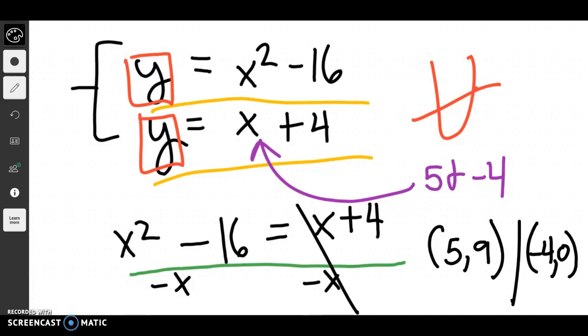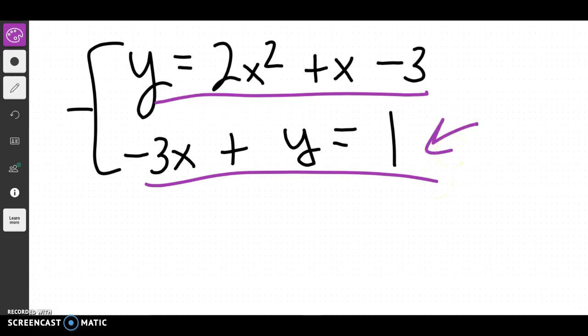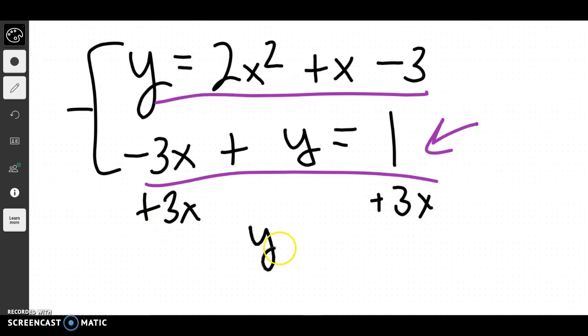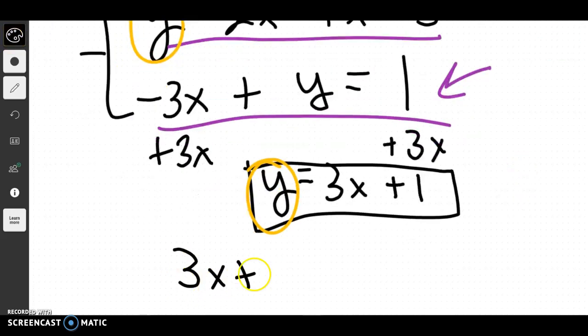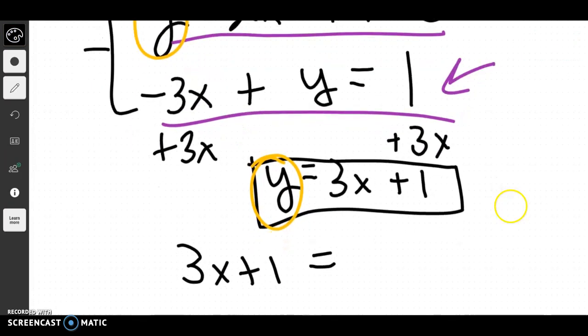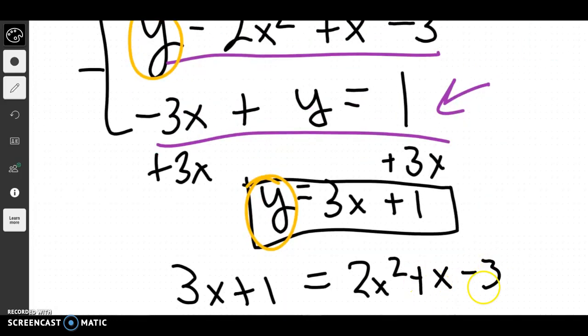We're going to try one more. Okay, so for this one, again, we have the same kind of circumstances. The weird part about this one is it's not written as y equals, so let's fix that. So we're going to add 3x to both sides. We'll get y equals 3x plus 1. Well, now we know the same thing we did last time. These two y's are the same. So I could write this as 3x plus 1 is equal to 2x squared plus x minus 3.